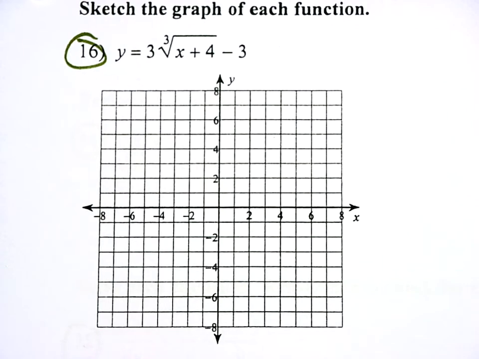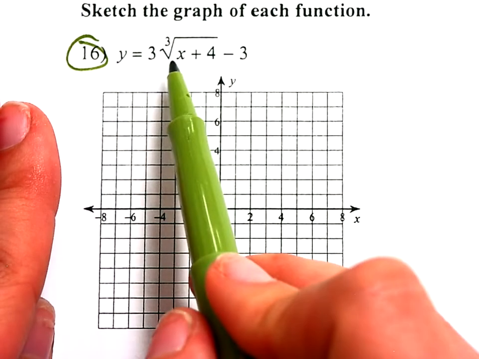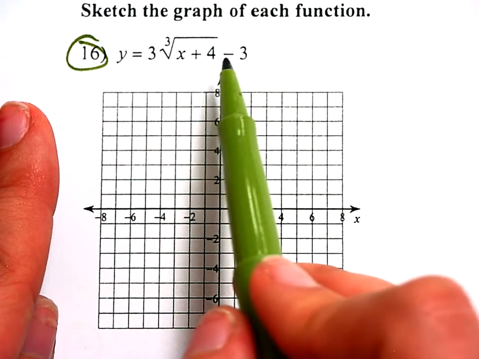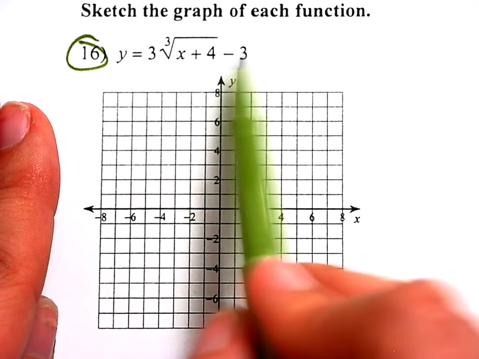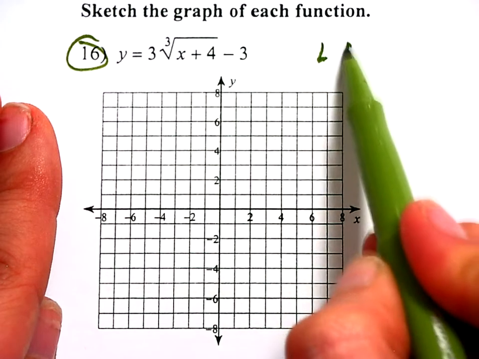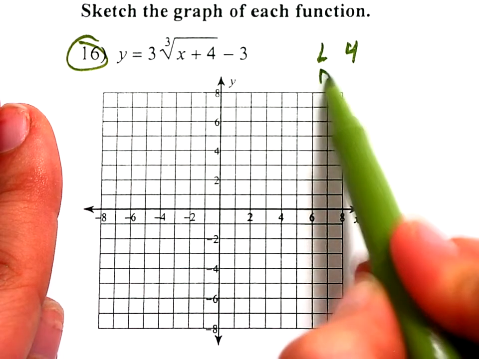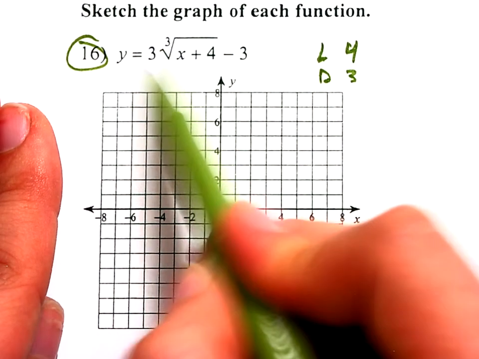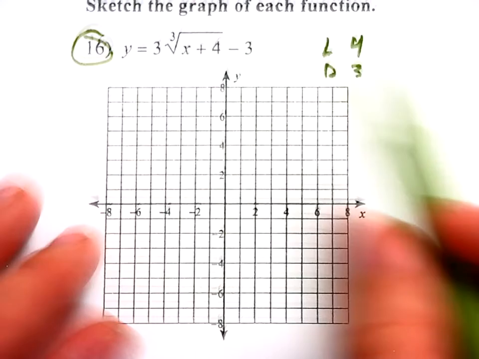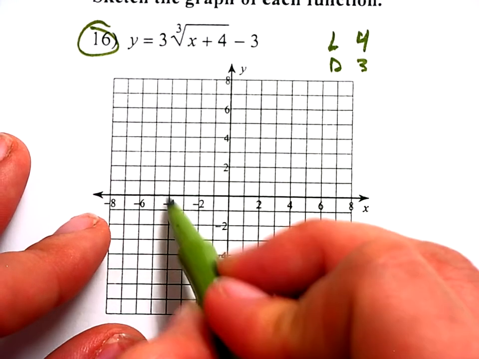Okay, moving on to some graphing with some polynomials. Well, these are actually our cube root functions. And so what we're going to do is think about our original cube root function and then how this changed. So this is going to be to the left 4, down 3, and then we're going to multiply all our y values by 3. Okay, so let's move that center point first. So we're going to go left 4 and down 3.